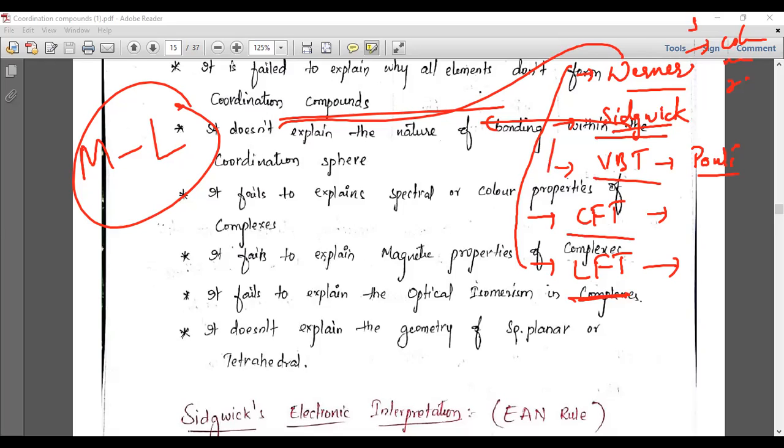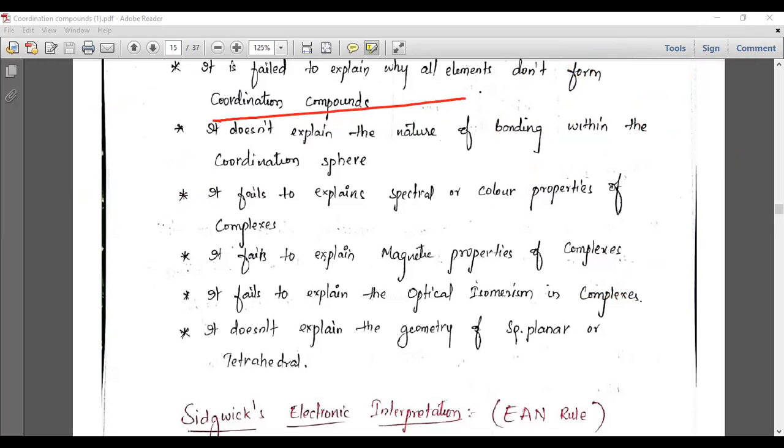So these are all different theories. They will explain the bonding nature between the metal and ligand. So one by one we'll understand all these things. First, Werner's theory, which we already completed in this session, and now we will see the next theory in the next video. And thank you, everyone.